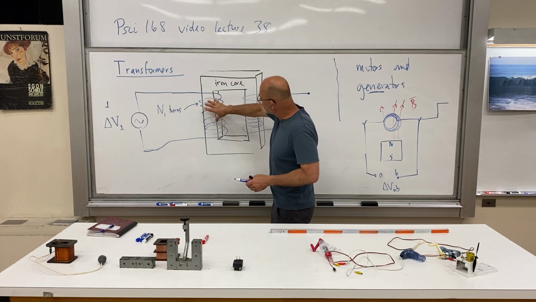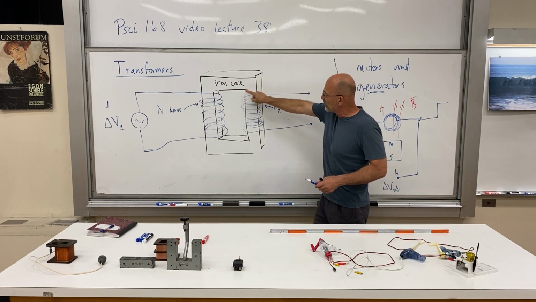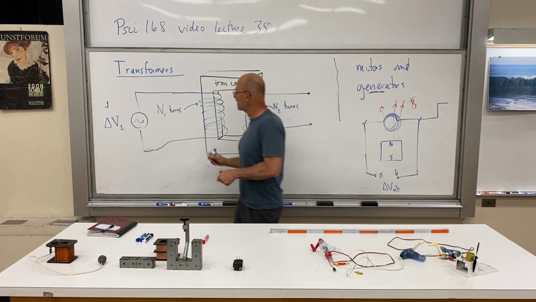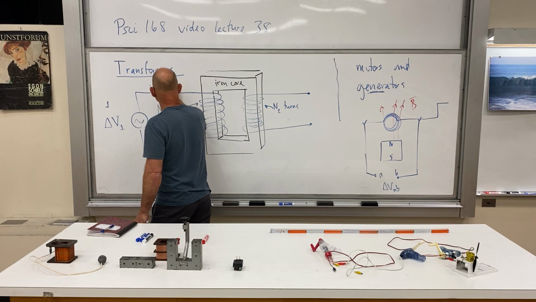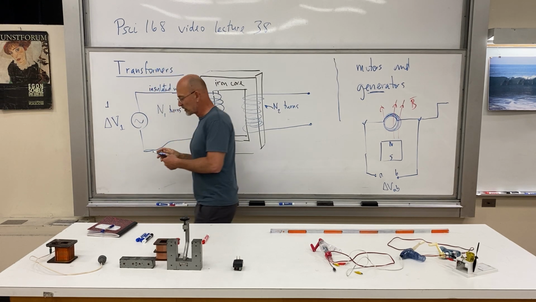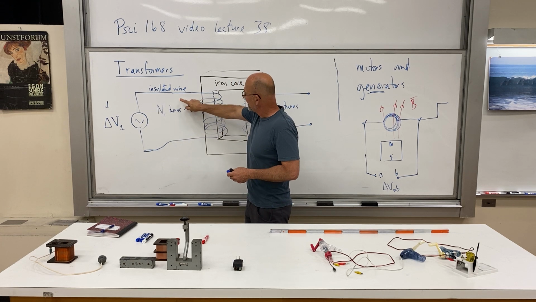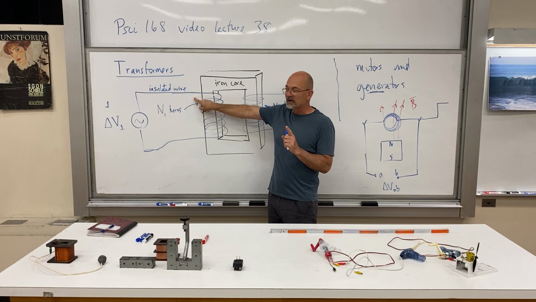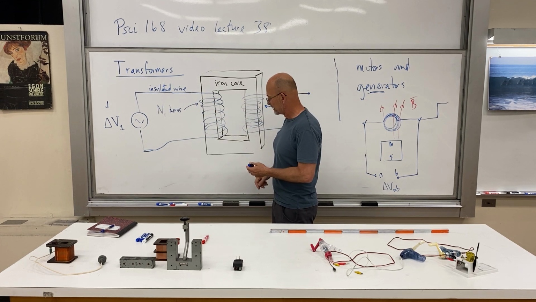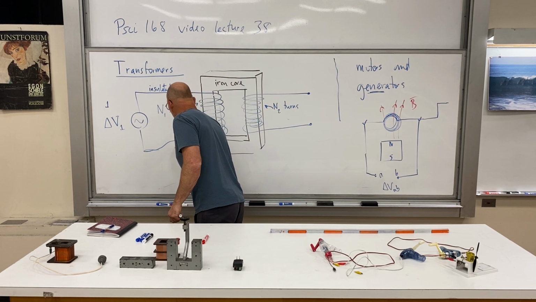There is no connection between this wire and this one here because this is iron, but this is insulated wire. Yeah, so what's happening here? We have alternating voltage, so we have alternating current in this wire.